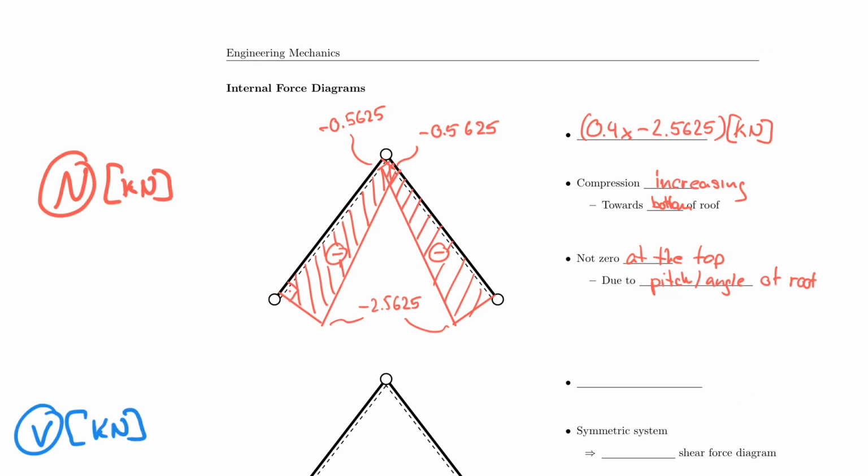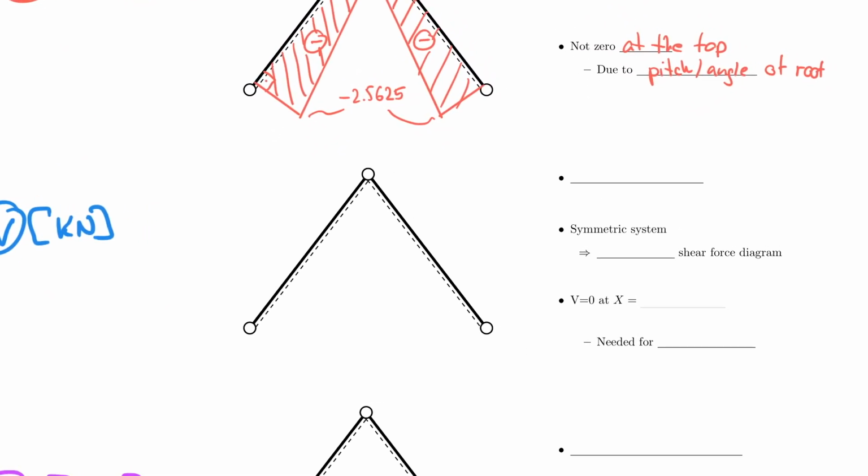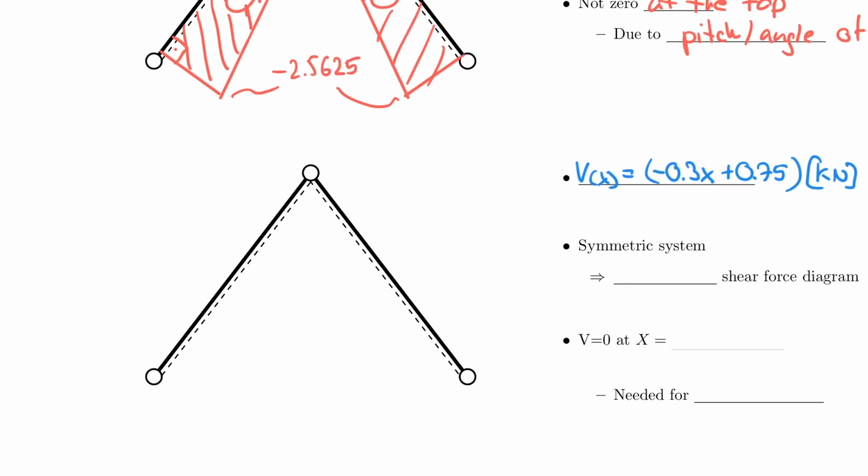We can do the very same thing now for our shear force diagram. So let's bring over our equation first. It will make our life easier. So V of x was equal to minus 0.3 x plus 0.75 kilonewton. So let's start with that. Remember that I started on the bottom left, so I'm going to use that equation, and if I plug in 0, then I end up with positive 0.75.